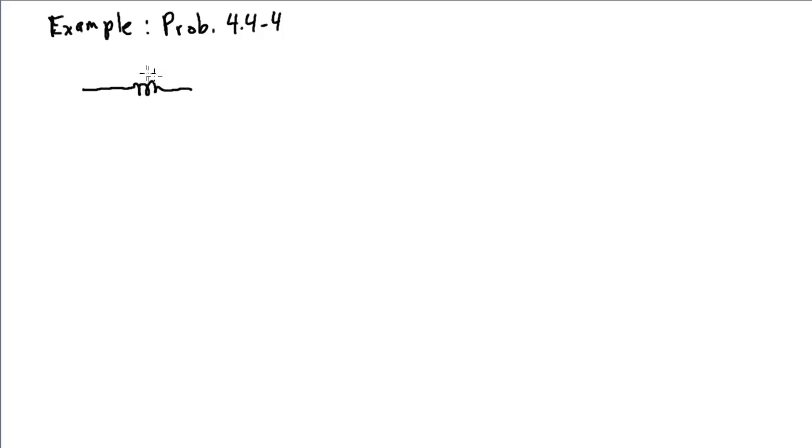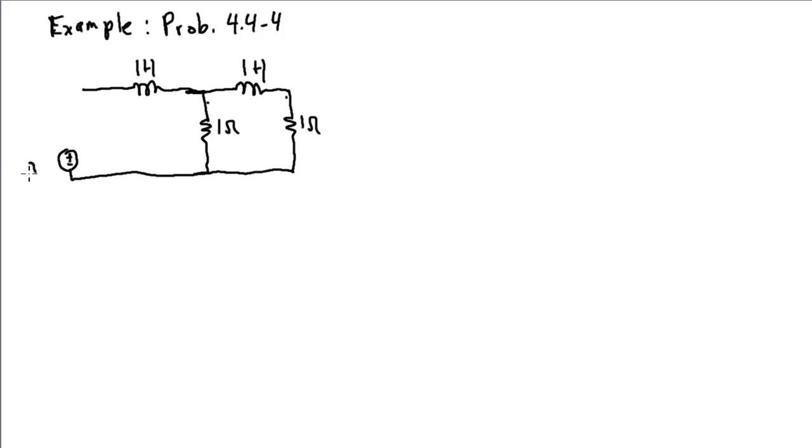We have a 1 Henry inductor, a 1 ohm resistor. There's a second loop here with another 1 Henry inductor, a 1 ohm resistor. So both these resistors are 1 ohm, 1 Henry, and we've got a voltage source, X of t, and that's in series with a 1 ohm resistor.